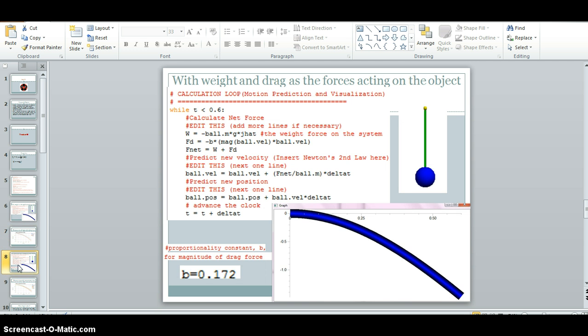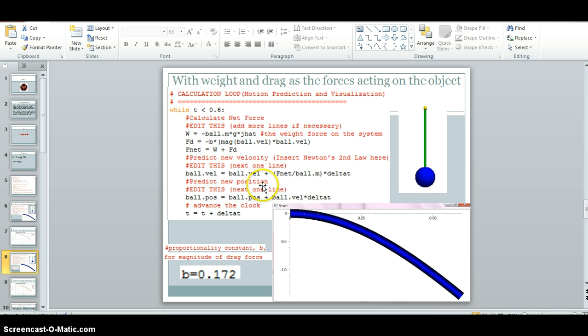Now, we also wanted to make a model that showed not only weight but also drag as a force. The only change we had to make to the code was to add in the drag formula, which is this right here, and to find a suitable value for b. We saw that the final position in Tracker was 1.472, so we continually played around with values of b in order to find the best value that would get a final position as close to 1.472 as possible. That value was 0.172. We ran the program and got this right here.